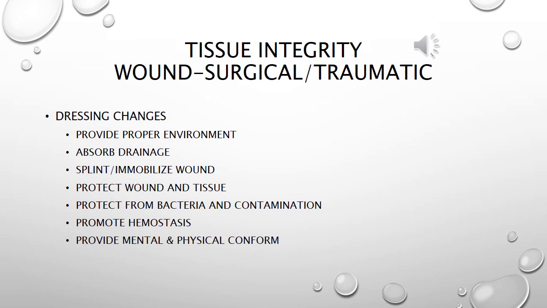Within the concept of tissue integrity, with the exemplar wound, surgical traumatic, there will be dressing changes. Although the first post-operative dressing is usually changed by a member of the surgical team, subsequent dressing changes in the immediate post-operative period are usually performed by the nurse. A dressing is applied to a wound for the following reasons: to provide a proper environment for wound healing, to absorb drainage, to splint or immobilize the wound, to protect the wound and new epithelial tissue from mechanical injury, to protect the wound from bacterial contamination and from soiling by feces, vomitus, and urine, to promote hemostasis, as in a pressure dressing, and to provide mental and physical comfort for the patient.